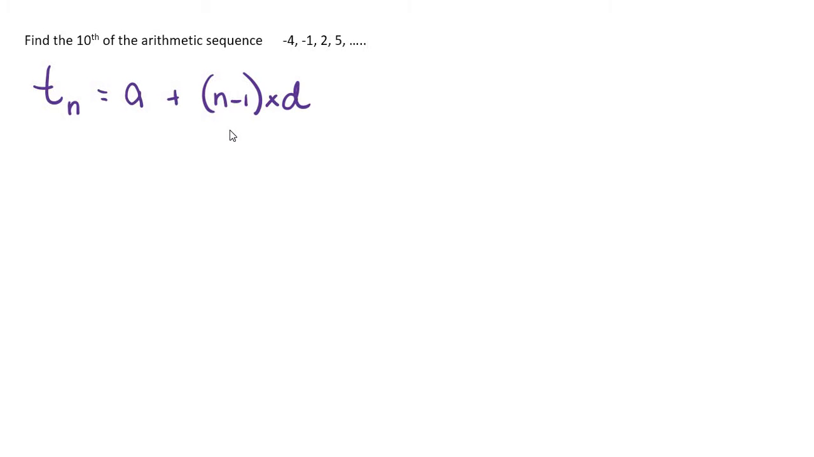So therefore, in this case, our a value, so our initial term, is -4. And our d value is the difference between each term. So if you look at this, each term has increased by +3. So our d is 3. So the common difference between each term is 3. So if we substitute those in, we get a general rule for this sequence.